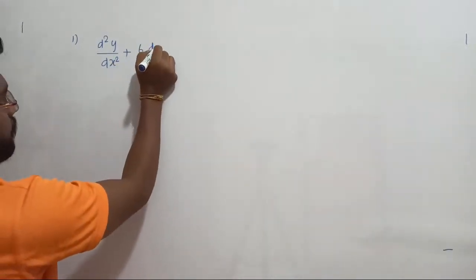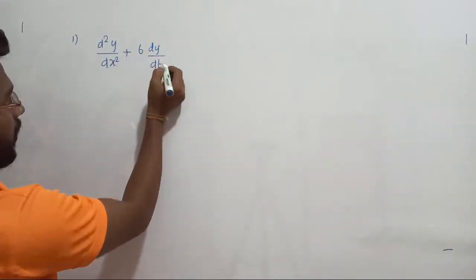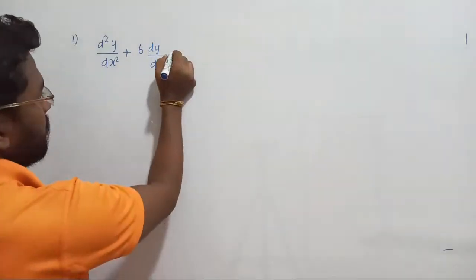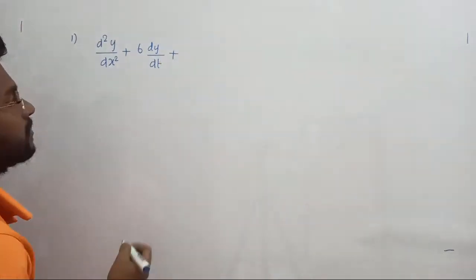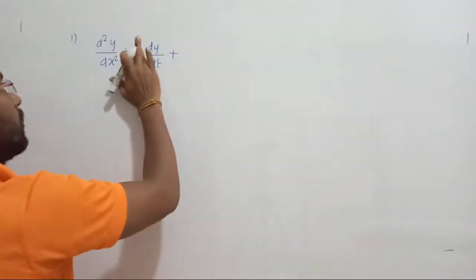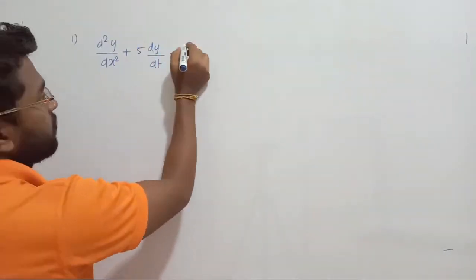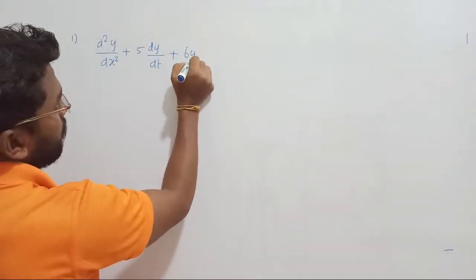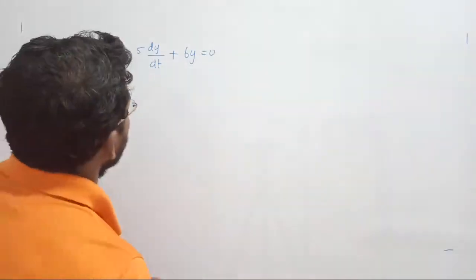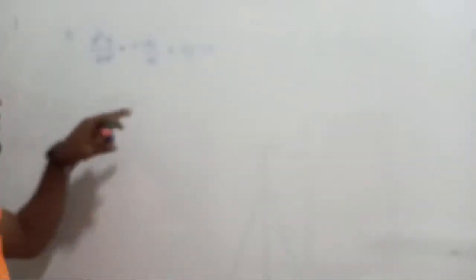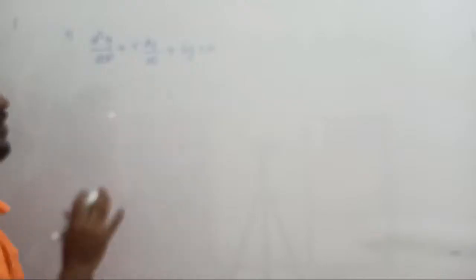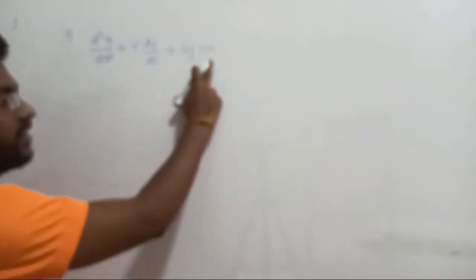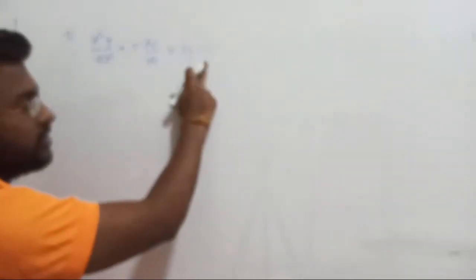6 times dy by dt, right? Just I am considering like this, plus... see, let me do one thing. I will consider 5 times dy by dt, y is equal to 0, right? Now just observe this function, what type of equation it is. On the right hand side, do you have any signal? Do you have any functions? No.